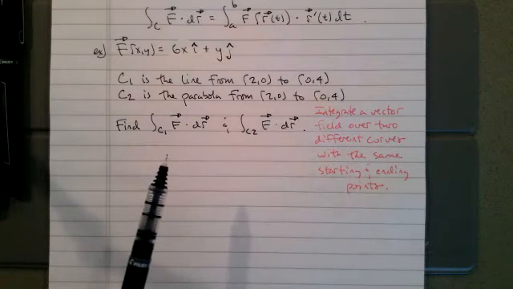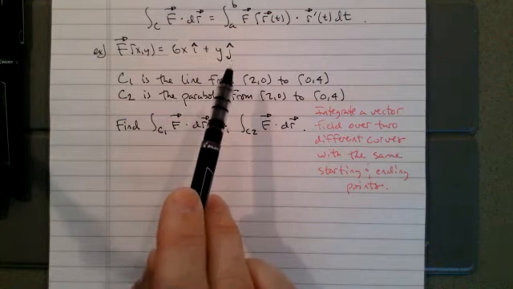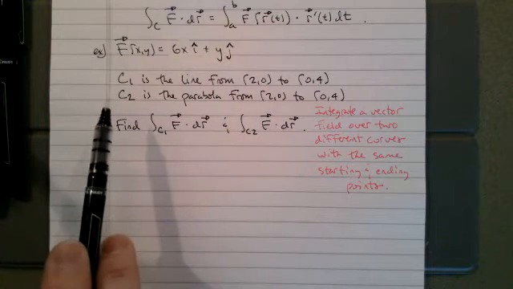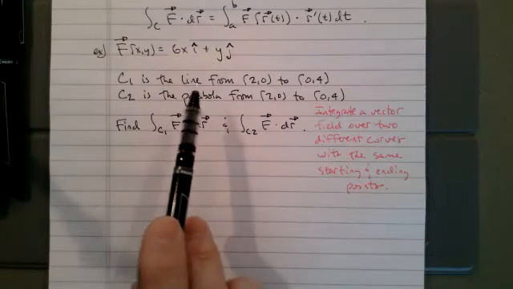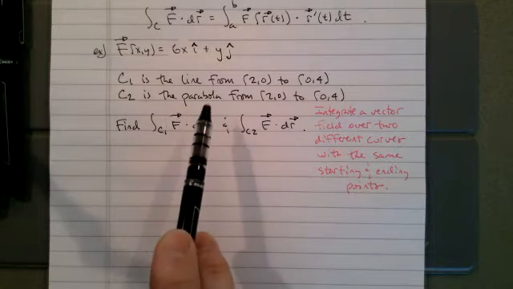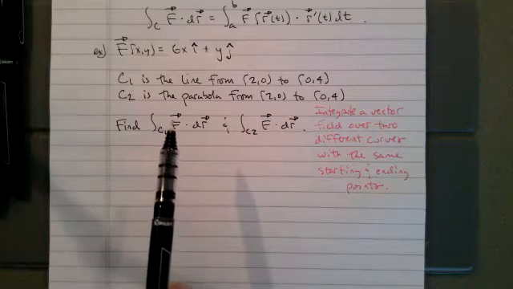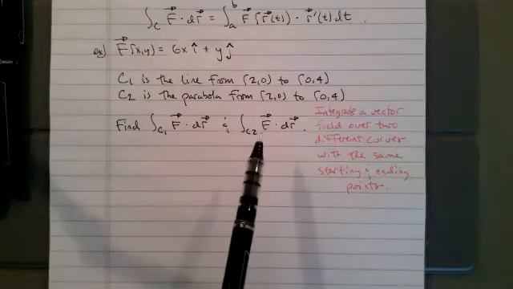So here's an example. Our vector field is going to be 6x i plus y j. And I've got these two different curves. C1 is the line from the point (2, 0) to (0, 4), and C2 is the parabola from (2, 0) to (0, 4). And I want to calculate the integral of the vector field over both of these curves.